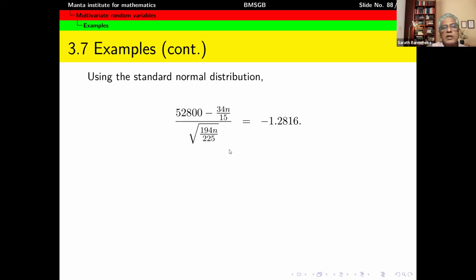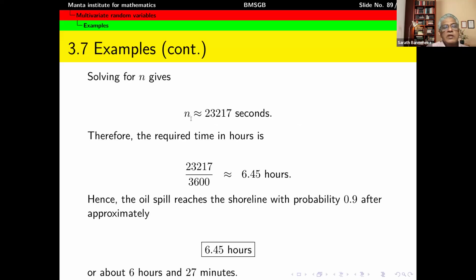When you solve this, you can get the expression for n in seconds. This is the answer I get: n is approximately this number in seconds. You can convert it into hours by dividing by 3,600. It's approximately 6.45 hours. So according to this simplified model, the oil spill reaches the shoreline with probability 0.9 after about 6.4 hours, that is about 6 hours and 27 minutes.